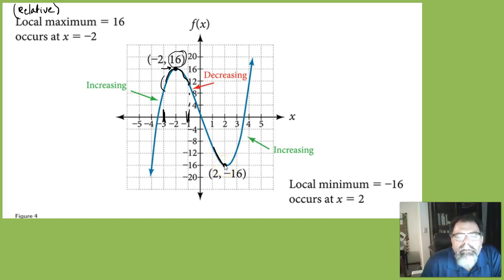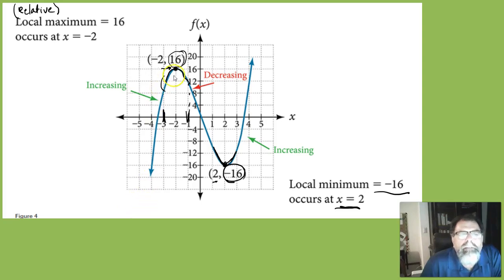We're not increasing or decreasing anymore. Now we turn around: increase, increase, increase, increase. So that point where we switch from decreasing to increasing is going to be a local minimum. And again, the y value is the local minimum, and the x value is where it occurs. It occurs at x equals 2.